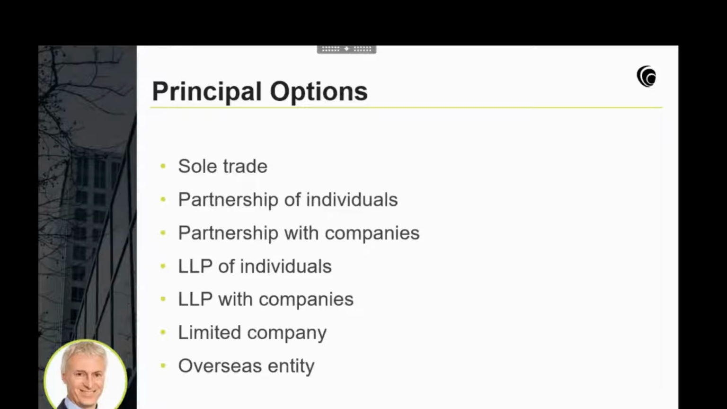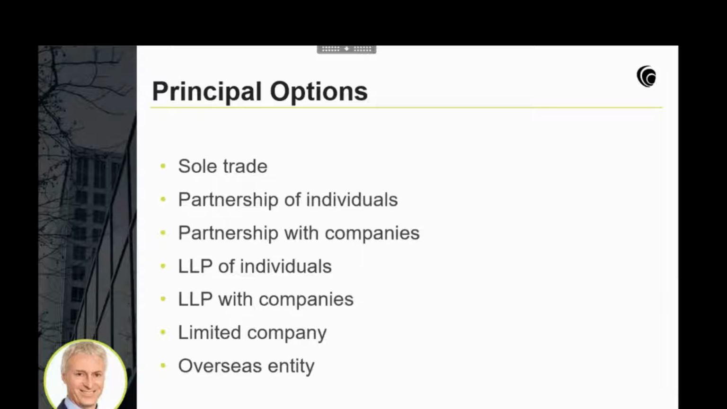LLP stands for Limited Liability Partnership, which, as the name suggests, is a partnership, but with an element at least of limited liability. It's sort of halfway between a company and a partnership. Again, you can have an LLP with company members. You can potentially have mixed LLPs with individuals and companies. Then we get to the limited company, which is probably the most common form of business structure in the UK, and to be fair, in its different forms around the world.